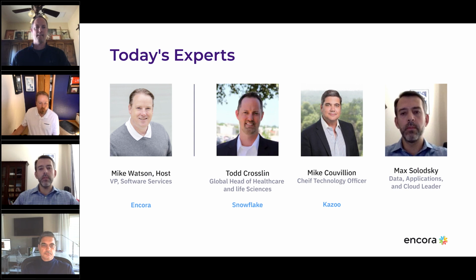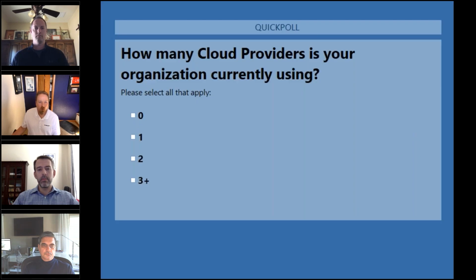All right, so let's start off with a poll, just to get an idea of where people are at in their cloud journey. The poll is, how many cloud providers is your organization currently using? So we'll let that poll pop up. In gathering the panelists, these are people that are in my network or in Synerzip's network, and each of them has an interesting story, and hopefully we'll be able to get to that throughout this webcast.